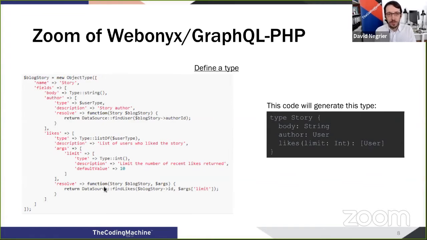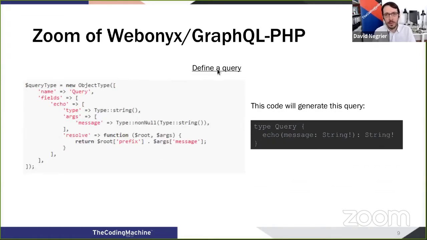This is really verbose, right? And also, it might look a bit like some GraphQL libraries in JavaScript, especially if you have been using Express GraphQL. Webonics started by mimicking a lot of what Facebook was doing in its own JavaScript library.